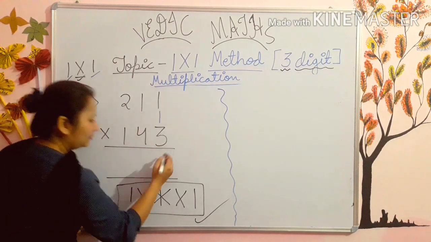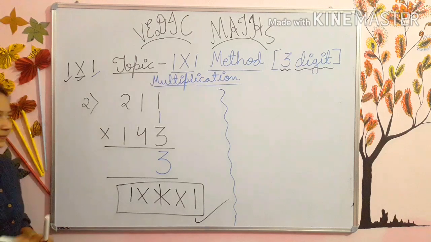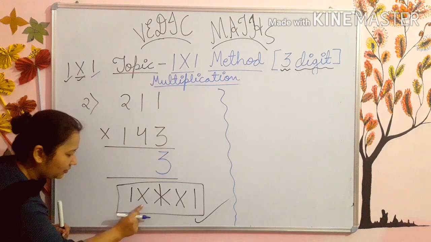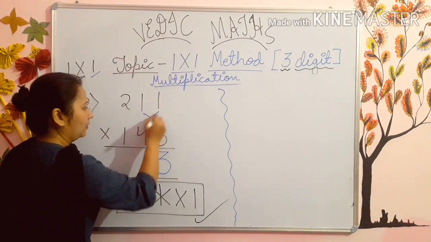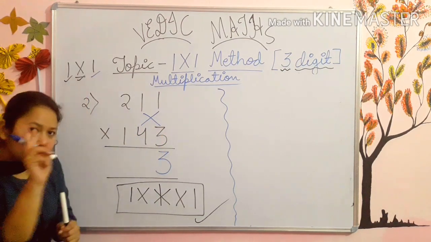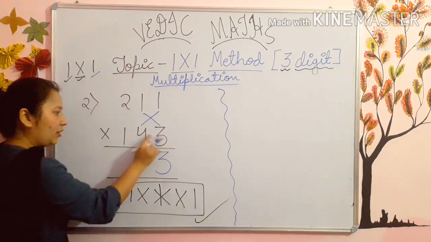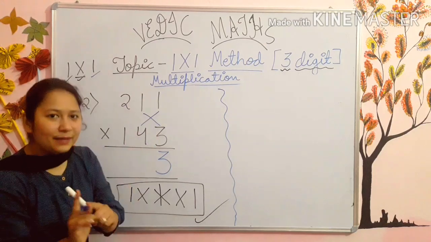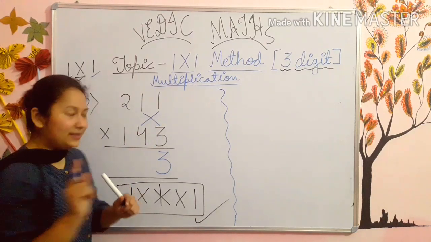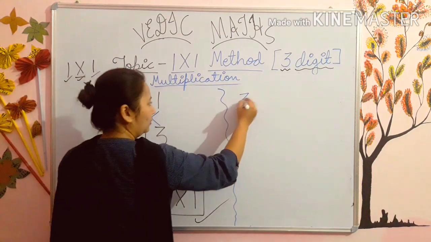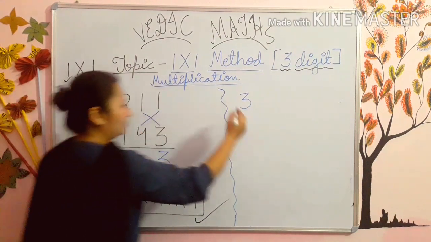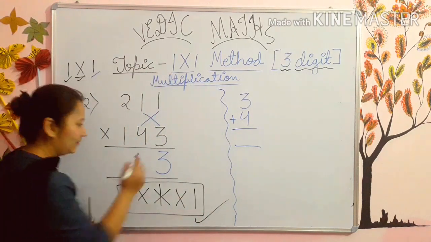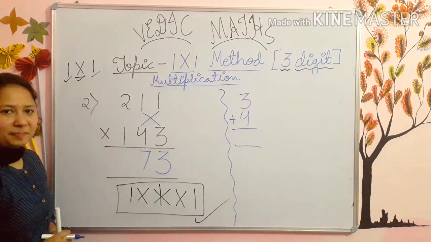Now first of all, what I have told you, I. Now 3 ones are 3. Now rub it. Now second is cross. Only 2 lines you will take. Cross. Now cross, what you have to do? Multiply them and add them also. Don't forget to add, students. 3 ones are 3, 4 ones are 4, and add them. 4 plus 3, 7. Done.